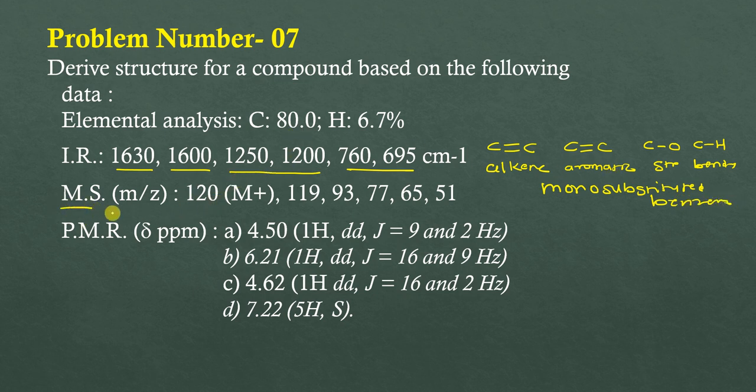Here they have given mass spectrometry data as well. So we have the M plus molecular ion peak, 120, which is the molecular weight of that compound. Now we have PMR. In PMR we have 4 different peaks given. So the first 3, if you observe these values, are in the alkene region between 4.5 to 6.5, and this 7.2, 5H, is in the aromatic region. So now we'll continue with this preliminary information which we have.